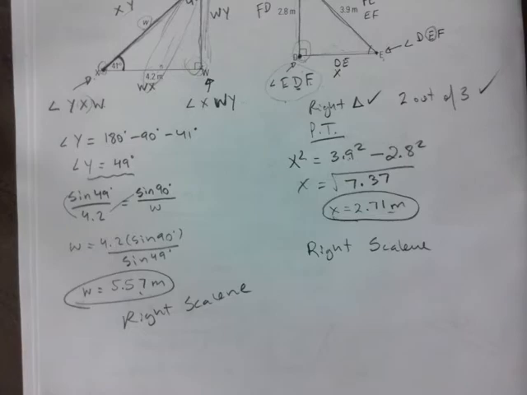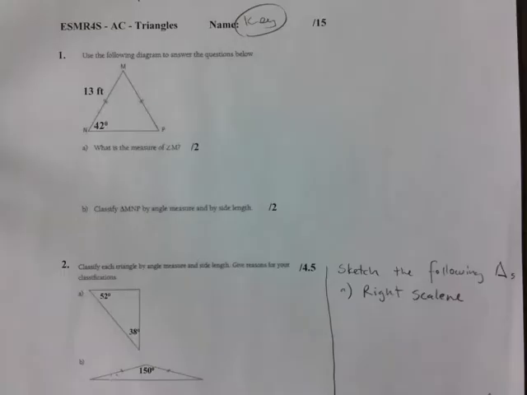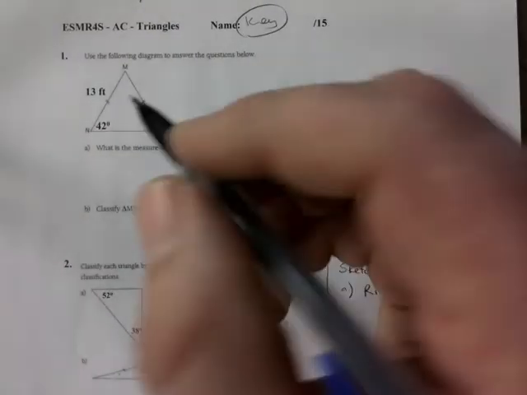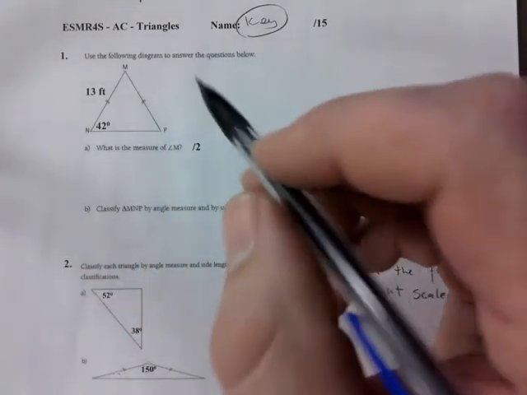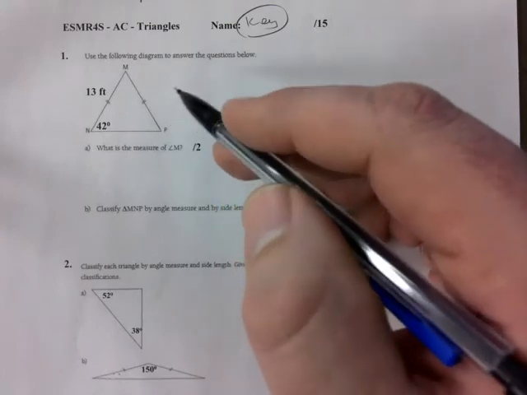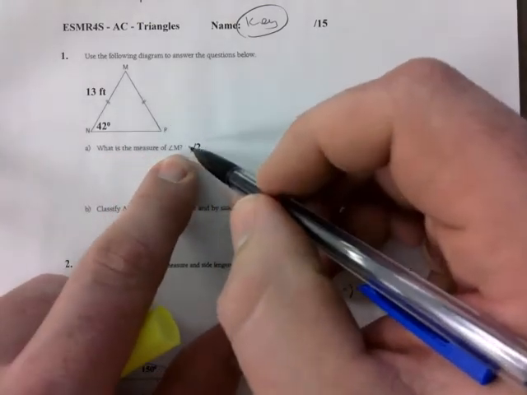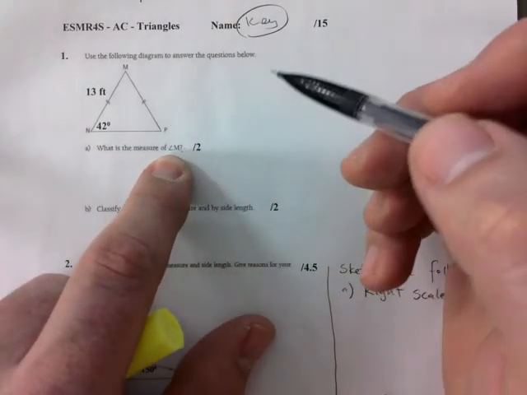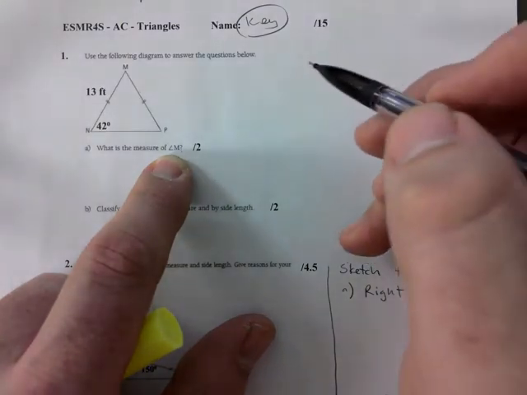Okay, so I'm going to pause here. All right, so use the following diagram to answer the questions. What's the measure of angle M? So two marks here, and this is why.